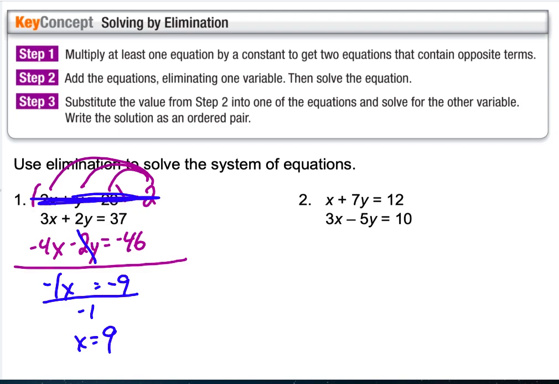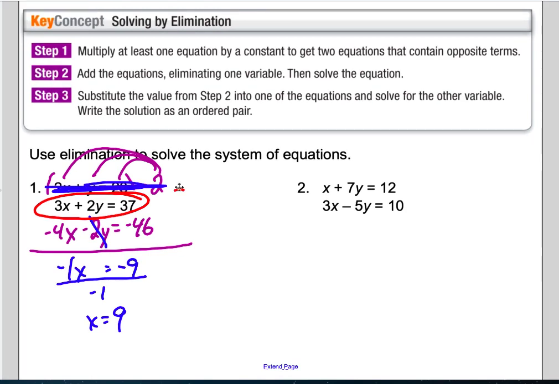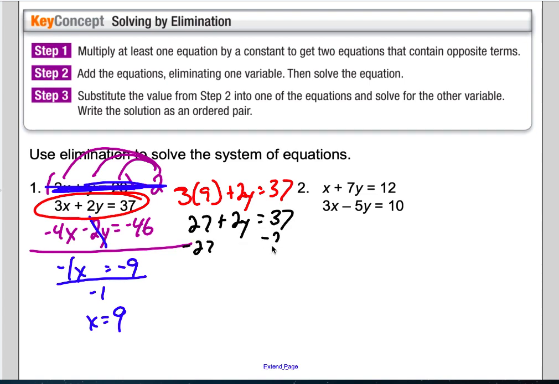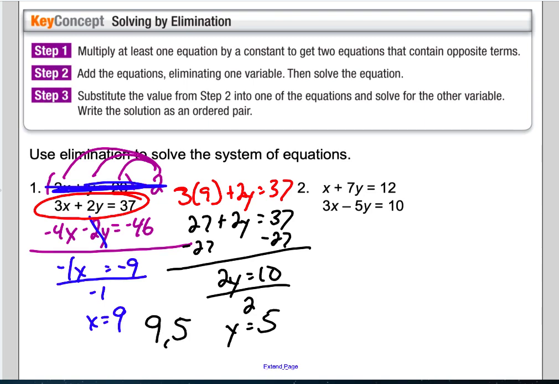Now I plug my x back into one of my equations. So let's use this one. Always go back to one of the original versions. So 3 times 9 plus 2y equals 37. So 27 plus 2y equals 37. Solve my two-step equation. And y is equal to 5. So I get a solution of 9, 5.